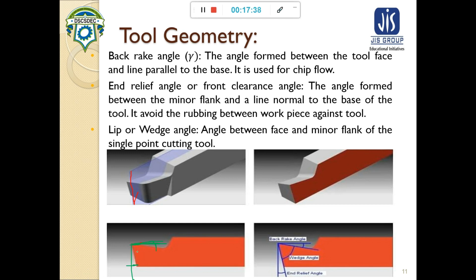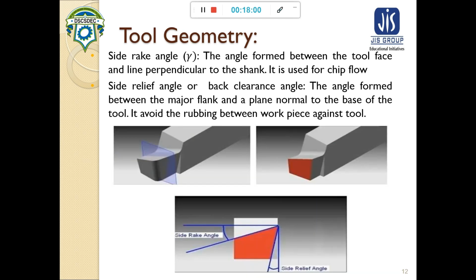And the angle between them, this angle, is known as the wedge angle or lip angle. The wedge angle and lip angle depend upon the back rake angle only, and the value of the rake angle can be positive, negative, or zero, which we will show later on. So next we will see the side rake angle.